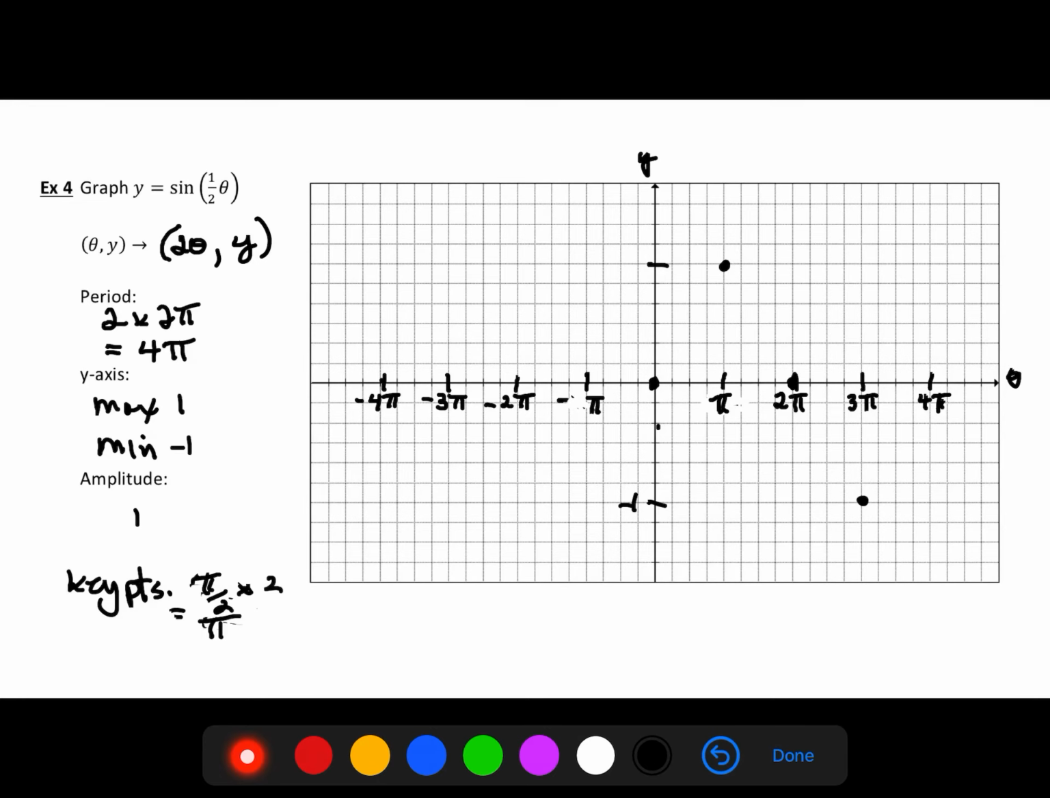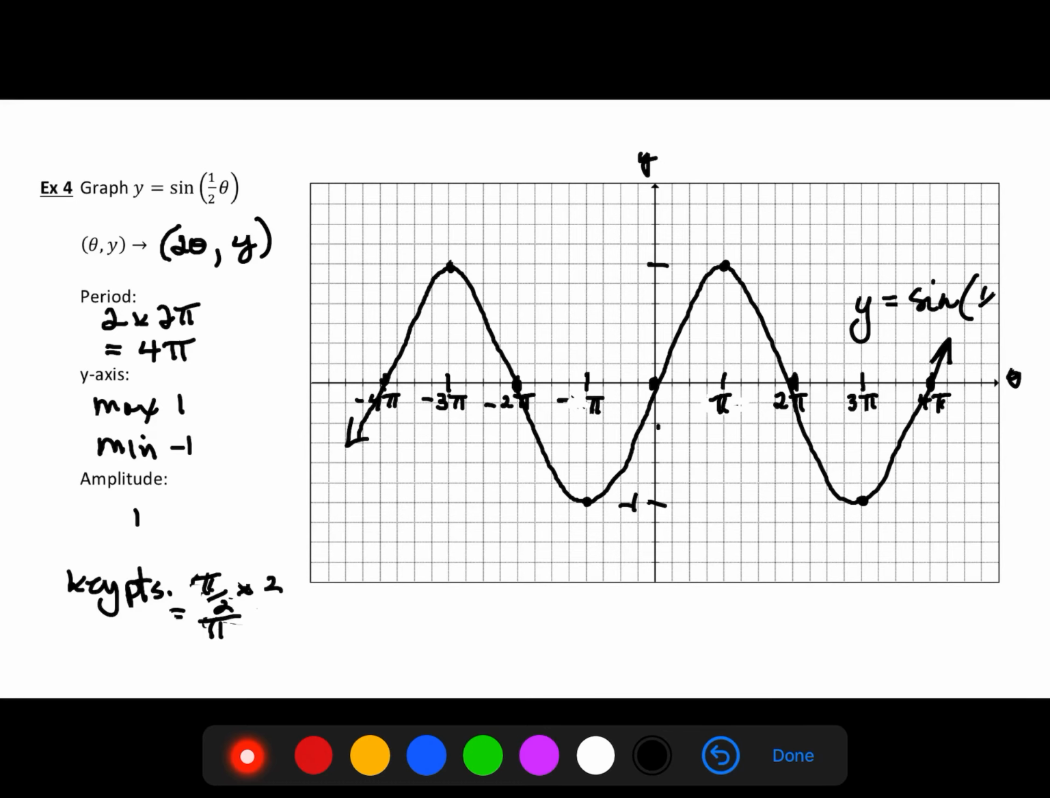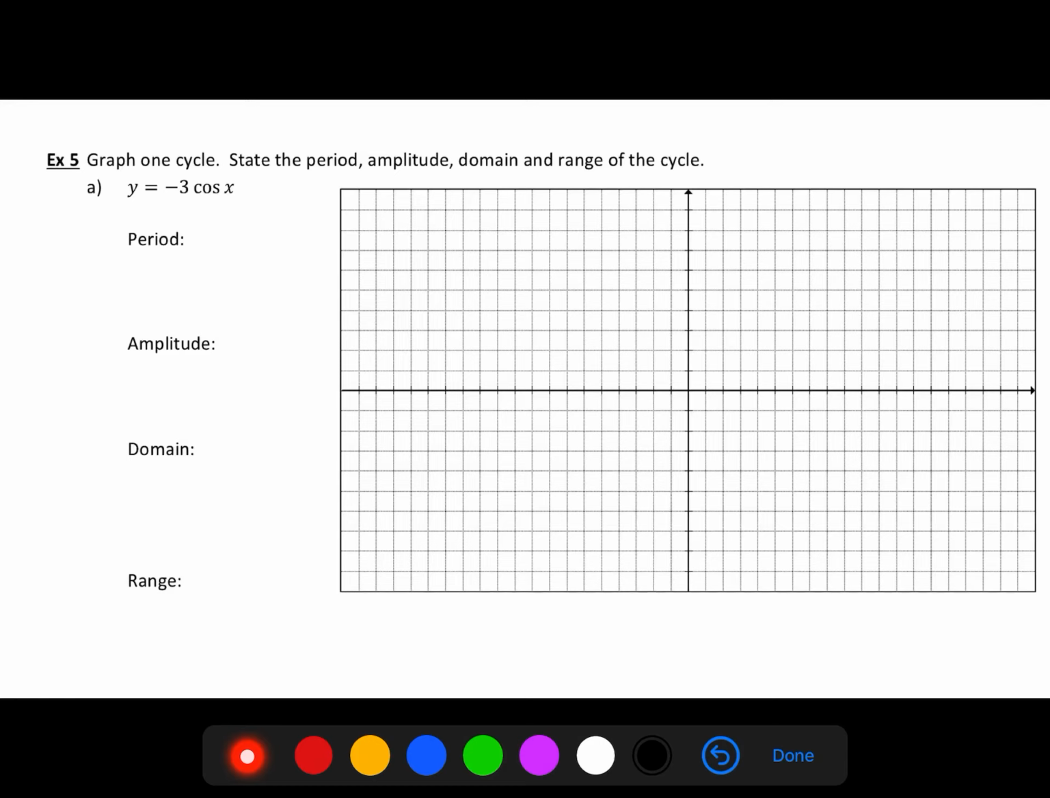And thinking about our key points, we start at 0, 0. There's no reflection. So we go to our max at pi, back to the middle at 2 pi, down to the minimum at 3 pi, back to the middle at 4 pi, and opposite direction on the other side. And we draw our nice smooth curve, arrows on the ends, and label our graph.